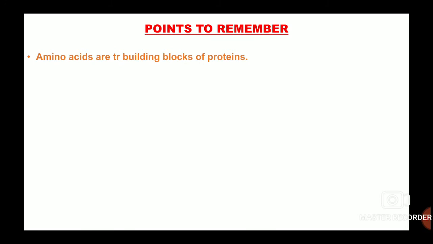With this, we come to our end. Now, let's do a quick revision. So, amino acids join with each other to form proteins. Therefore, they are the building blocks of proteins. Now, there are 20 amino acids which are commonly found in proteins. There are certain uncommon amino acids as well, but we are not going to discuss that for now.